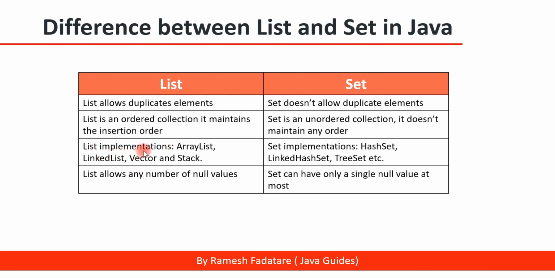And look at here, a few more minor differences. The list interface has a few implementations like ArrayList, LinkedList, Vector and Stack, and the set interface has implementations like HashSet, LinkedHashSet, TreeSet, etc. Okay, and list allows any number of null values, whereas set can have only one null value at most. Let me demonstrate this with an example.